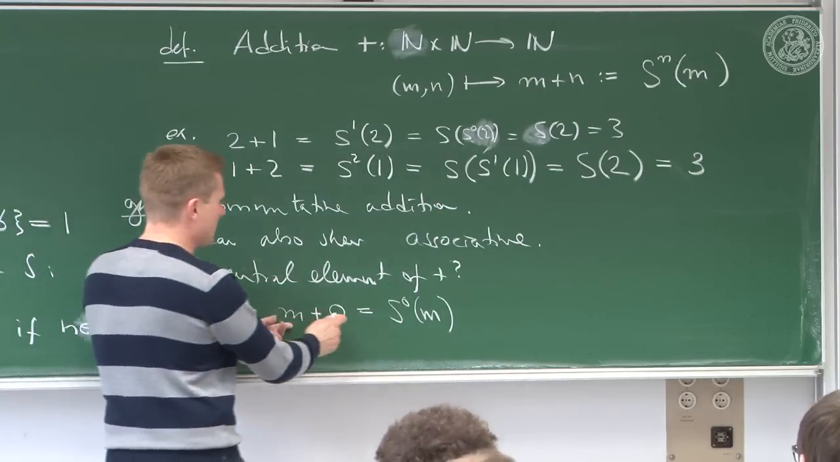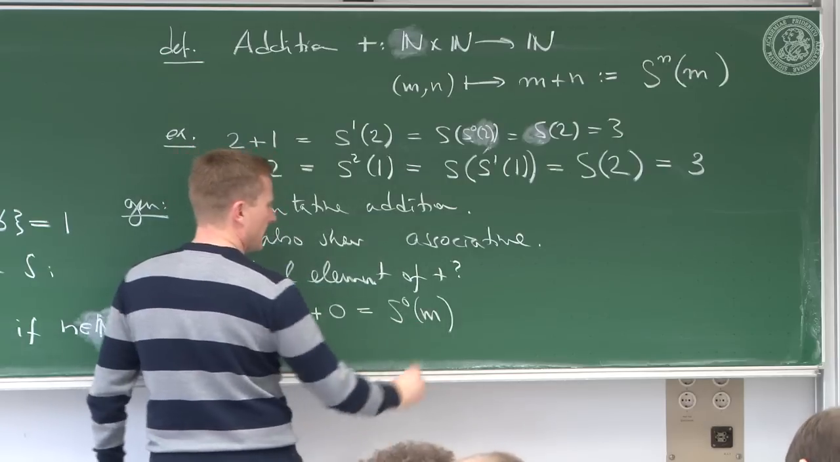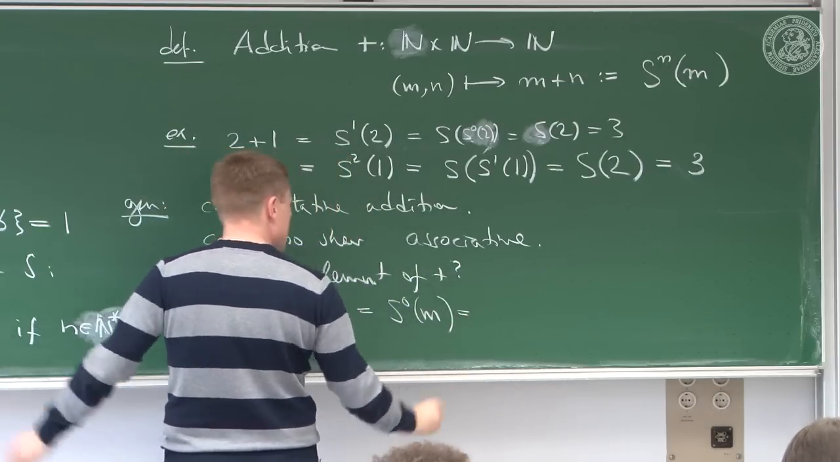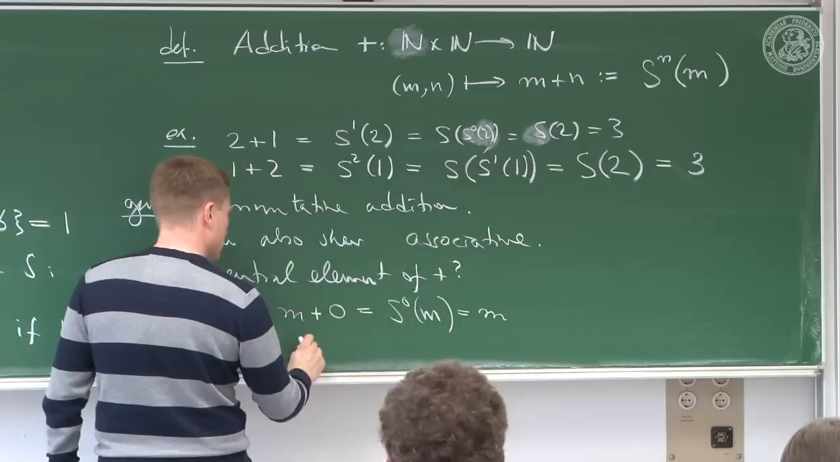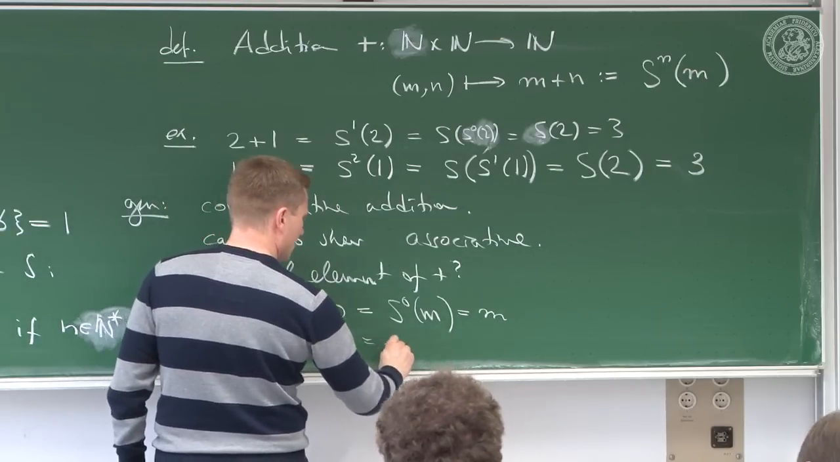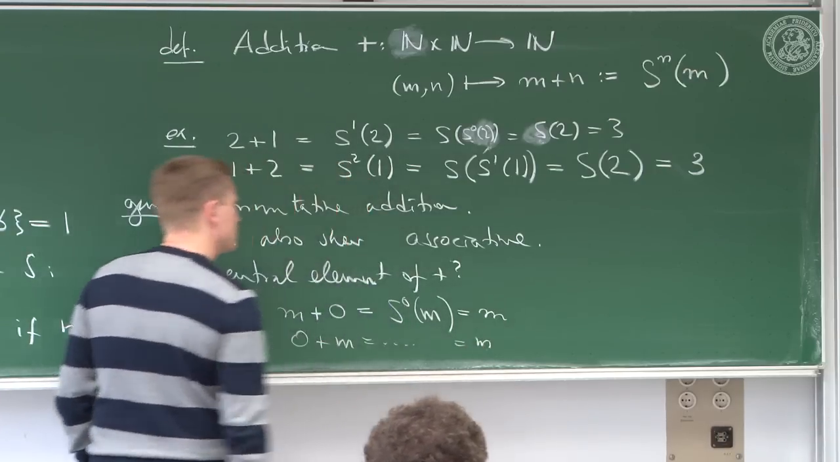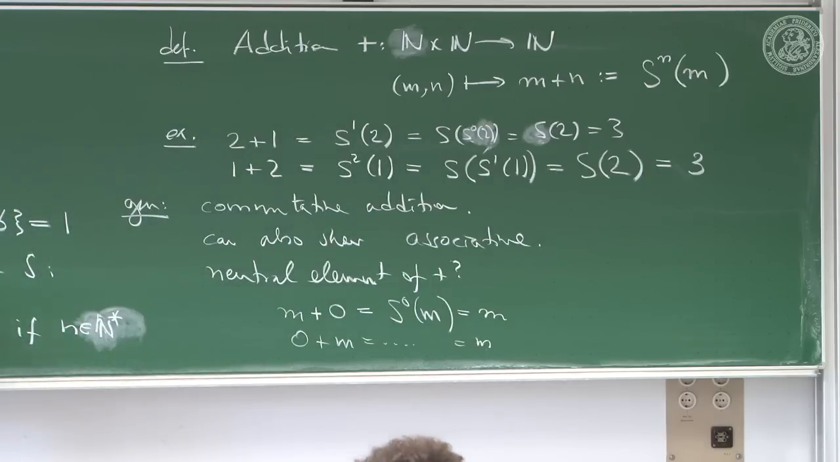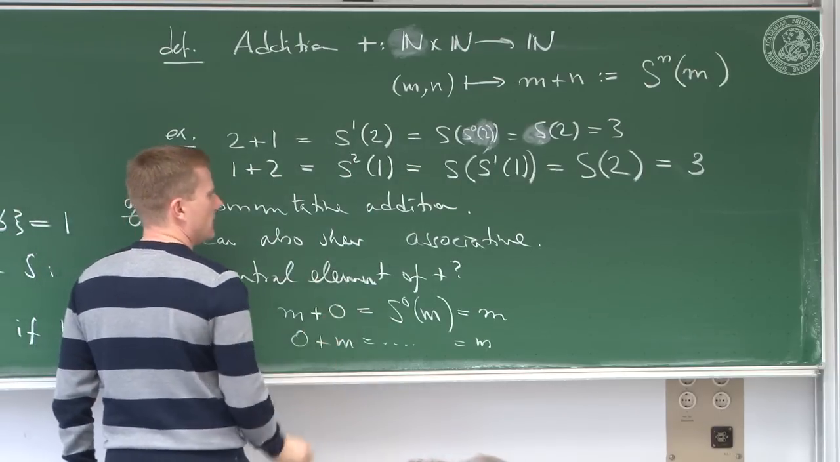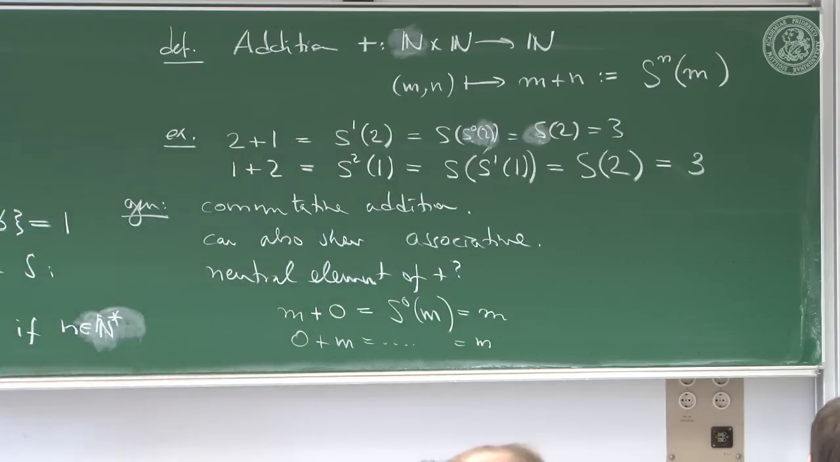And now we need to do this. M plus 0 is S0 of M, and then immediately this is M, and 0 plus M, well, you figure it out, it will also turn out to be M. And so 0 is the neutral element of the addition.